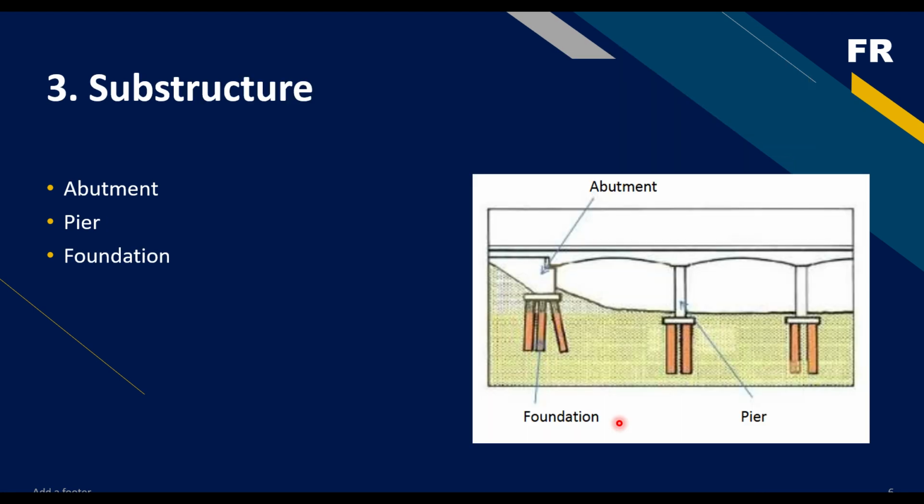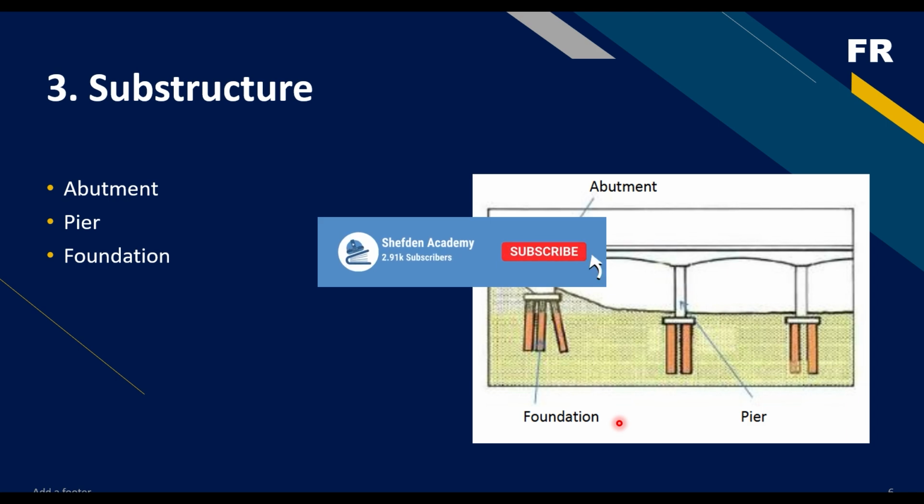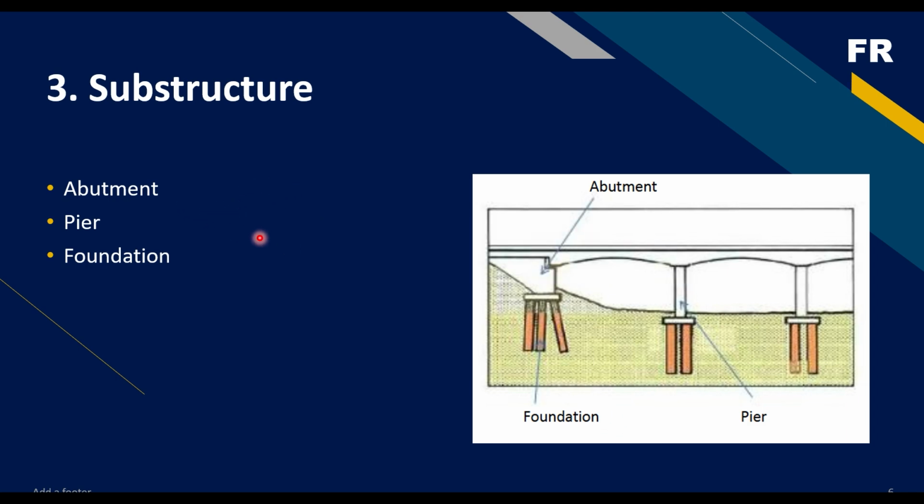The second component is the substructure. As I've mentioned, the substructure is the structural component below the bearing level. After you have the bearing, every other structural part is called the substructure. Their main purpose is to support the superstructure and transfer the load to the soil. So the substructure consists of the abutment, the piers, and the foundation.